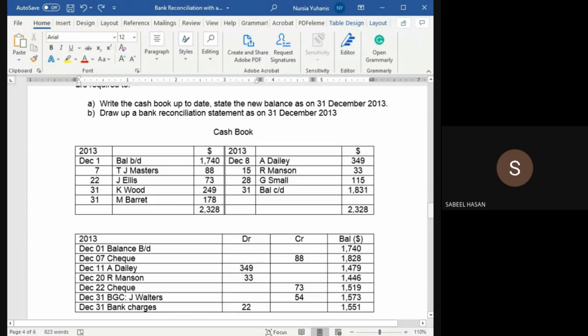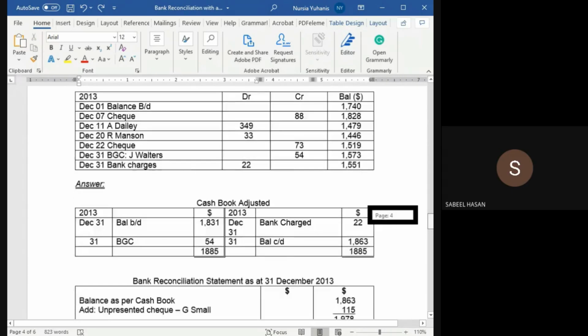I think in accounting 2 or accounting 1, because we have until accounting 5, right? So bank recon is like the basic in accounting. For accounting students, you need to know how to do this, but I think in accounting 1 you have learned it, right? I'm not sure. So for this one you refer to the answer. Let's go to the answer here.